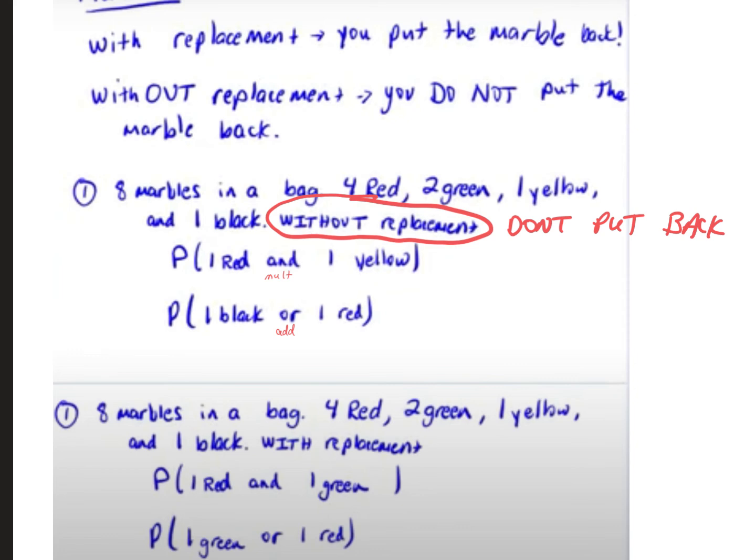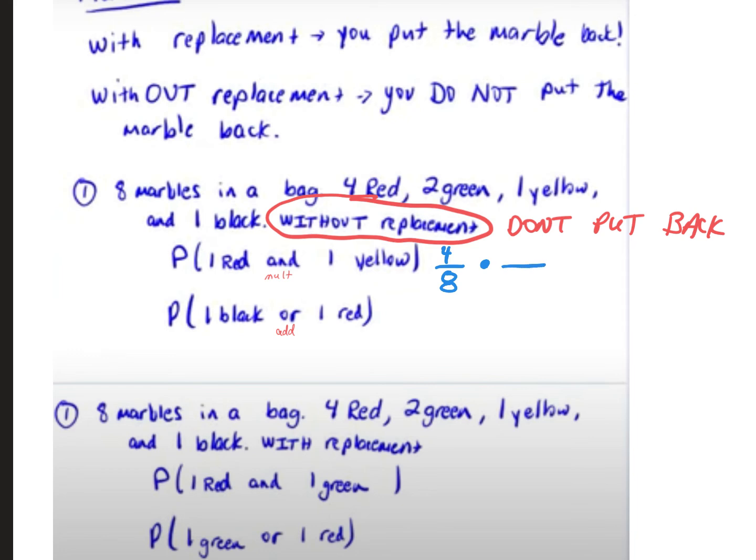It says 8. If it didn't say it, you would have to add them. So the first chance I have a total of 8. How many of those 8 are red? 4. So 4 out of 8. Everybody agree? Okay, then I see the word and, so I put a multiply sign.